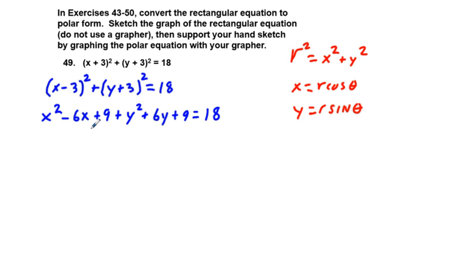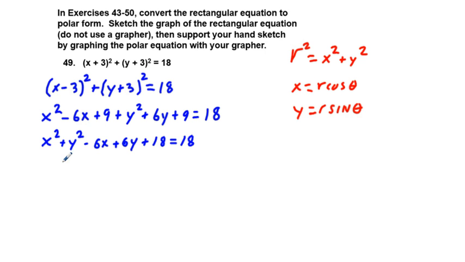And so kind of putting all these together in necessary order, we get x squared plus y squared minus 6x plus 6y plus 18, because 9 plus 9 is 18, which is equal to 18.